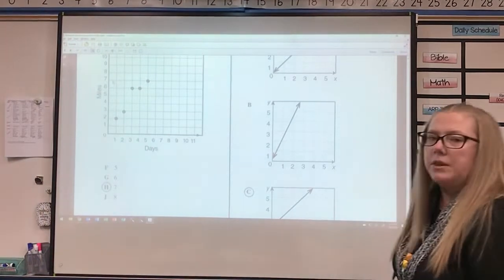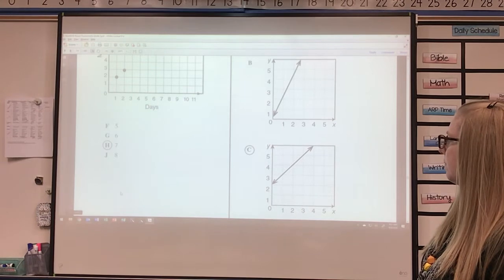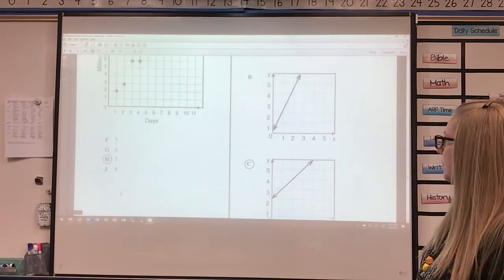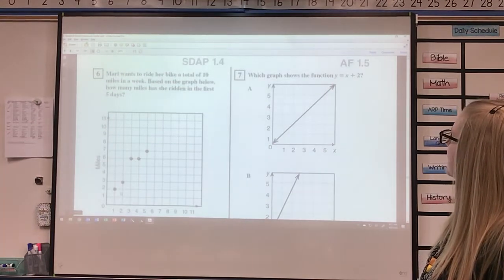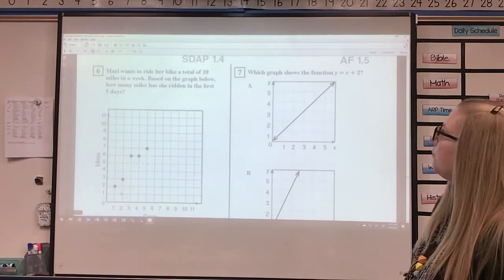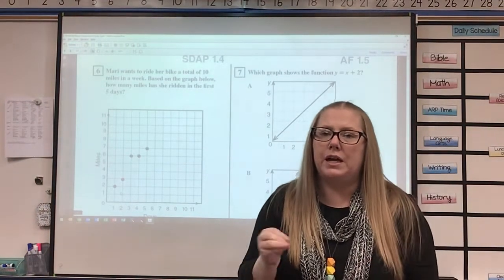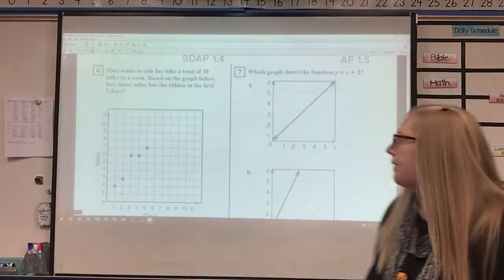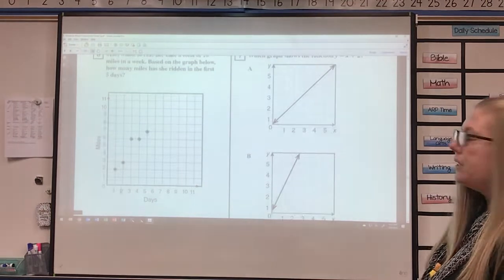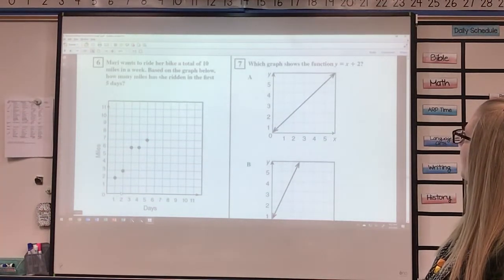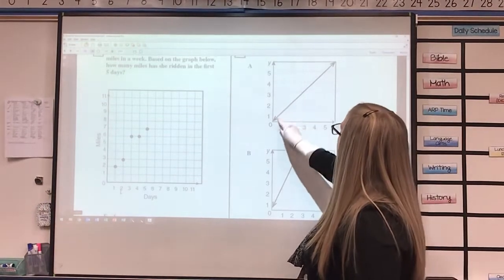And now 7, most of you probably noticed that your test is missing the lines on these. So the answer is C for this one if you had the lines. And the question was asking which one shows y equals x plus 2. So for these ones, these are when you want to make a function table and plug in and find a point. So if I go down and I say, okay, x is 1, 1 plus 2 is 3, I need 1, 3 to be on my graph.